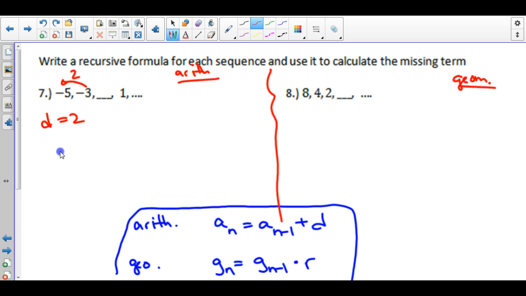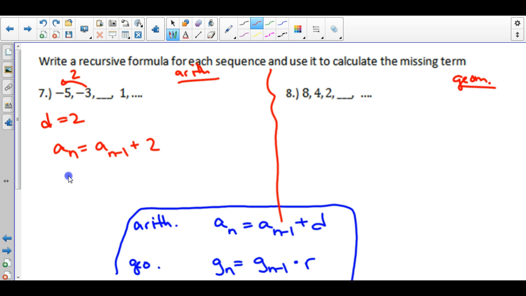And then what I can do is write a recursive formula for this. Real easy. a_n equals a_(n-1) plus, and all you're going to do is fill in the common difference. So this tells us my recursive formula. If I wanted to find, for example, my 25th term, I would take my 24th term and I would just add 2. So in this case, I want to use it to calculate my missing term.